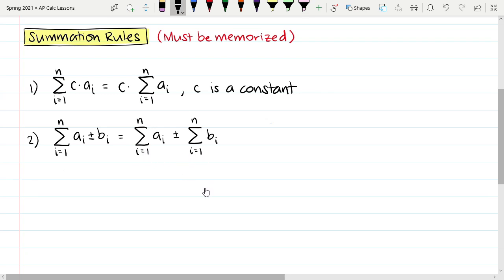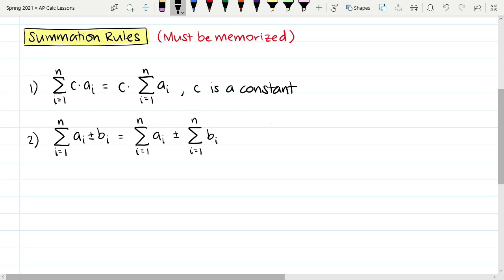So again, these two rules do need to be memorized. I have a feeling you probably have already memorized those. So these hopefully look extremely familiar to you. Okay, so keep these summation rules in the back of your mind. We will be using these throughout the lesson today.